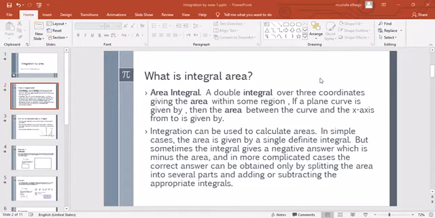In simple cases, the area is given by a single definite integral, but sometimes the integral gives a negative answer, which is minus the area. And in more complicated cases, the correct answer can be obtained only by splitting the area into several parts and adding or subtracting the appropriate integrals.